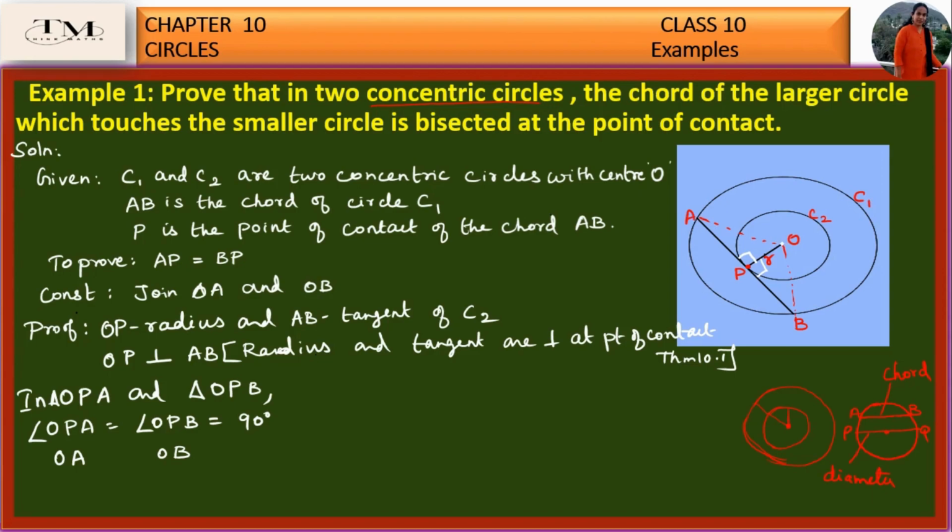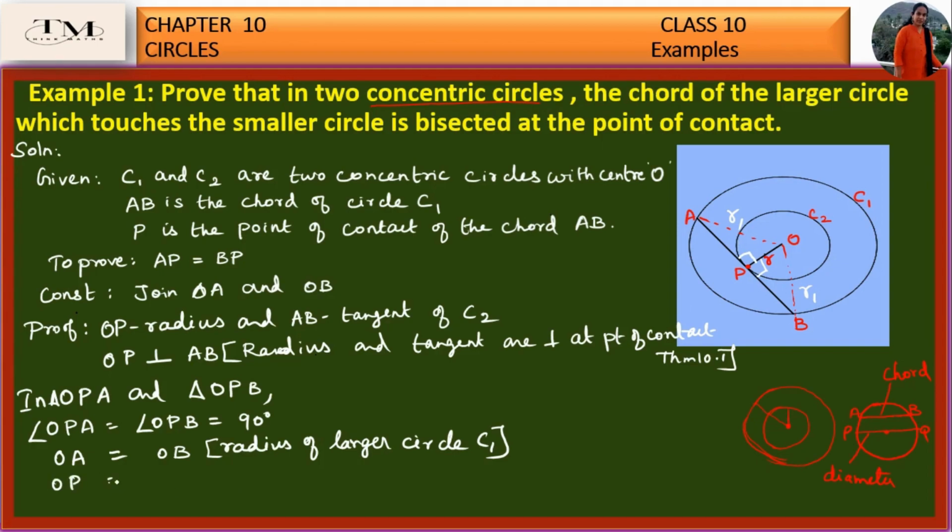So OA is nothing but from the center to a point on circle C1. And OB is from the center to a point on circle C1. So both are radii of circle C1, so their radii will be the same. So OA will be equal to OB. This is because the radius of the larger circle C1. Next, OP. OP is common for both the triangles.